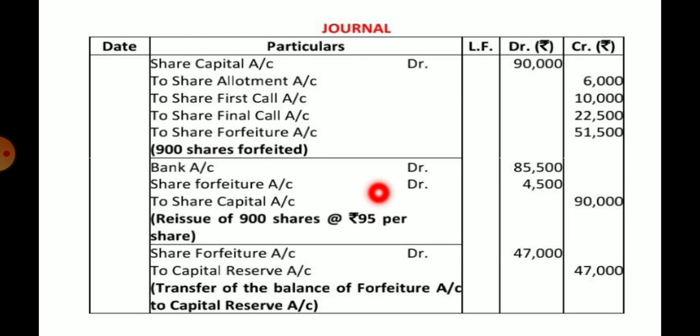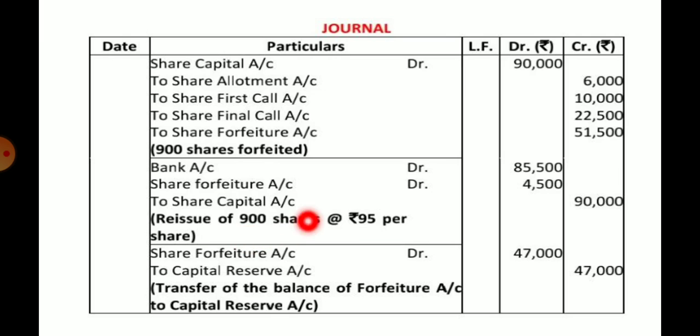Share first call 10,000 and share final call 22,500 and share forfeiture. The whole amount will be seized and share capital will be 90,000. Okay, 900 shares were forfeited by the company. Okay, bank account debit, share forfeiture 4,500 and share application, share capital will be 90,000.